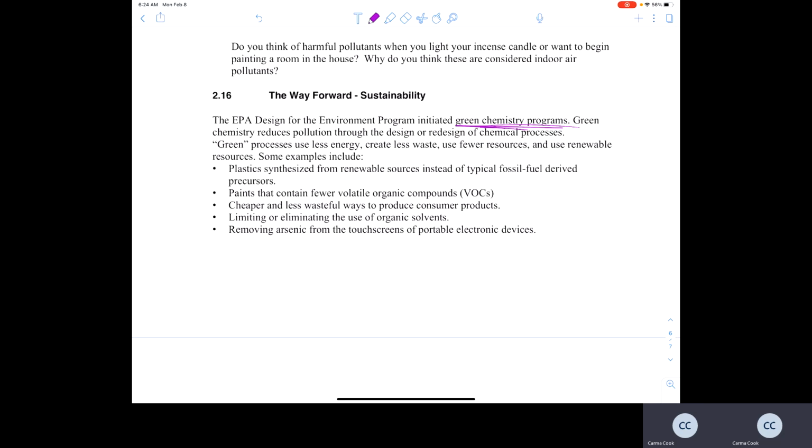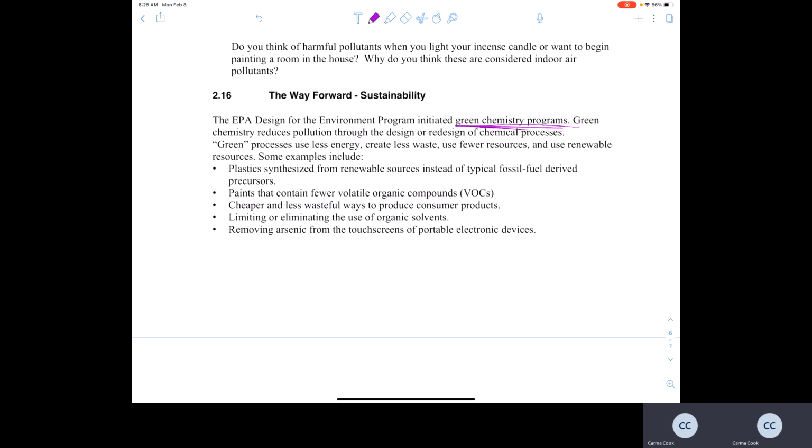Some examples include plastics that are synthesized from plant-based sources and other renewable sources rather than the typical fossil fuel-based precursors that are used to make plastics. Also paints that contain fewer VOCs. Cheaper and less wasteful ways to produce consumer products. Limiting or eliminating the use of organic solvents, and removing arsenic from touchscreens of portable electronic devices.